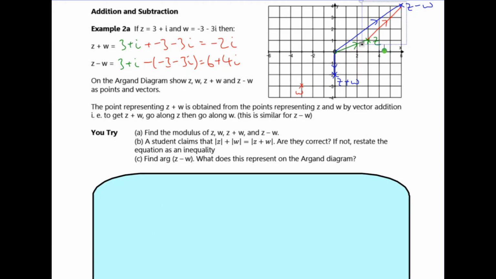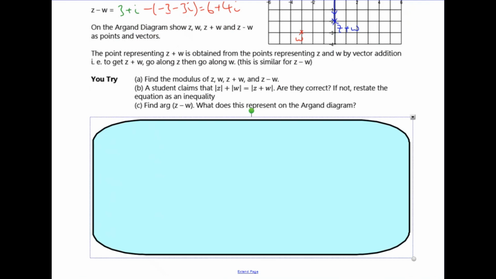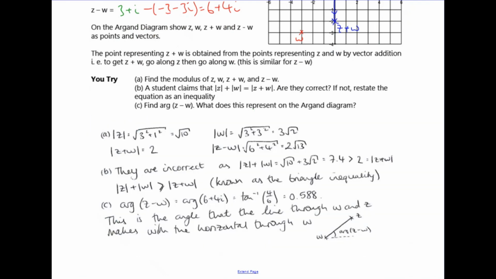Have a go at this U-try question down here, and I'll reveal the answer in a sec. Calculating these moduli shouldn't be hard. So modulus of Z, you get root 10. Z plus W, you get 2. Modulus of W, you get 3 root 2. And Z minus W, you get 2 root 13. Obviously, we can say the student isn't correct because the modulus of Z plus the modulus of W is not the same as 2.